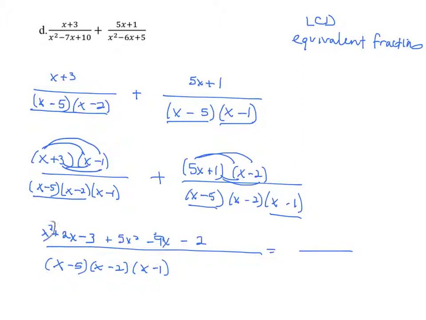And we have x squared, 5x squared is 6x squared. 2x, take away 9x, is minus 7x. Negative 3, take away 2 is a negative 5. And the denominator is x minus 5, x minus 2, and x minus 1. So I added the numerators up.